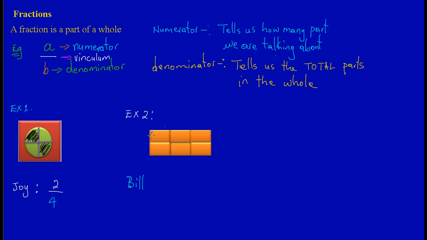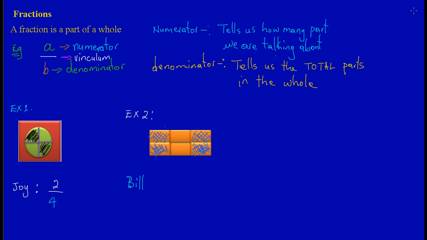So we would have to shade them. That's 1 part that Bill has given away. This would be another part. Okay, so that's 1, 2, and I'm going to shade another part here. So that would be 3 parts, and I'm going to shade another part. So this would be a total of 4 parts. So Bill has given away 4 parts. Let me just shade those so you can see it properly. Okay, let's shade those. Let me go this direction.